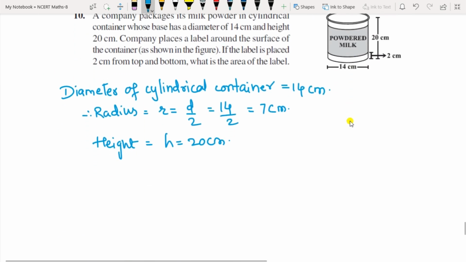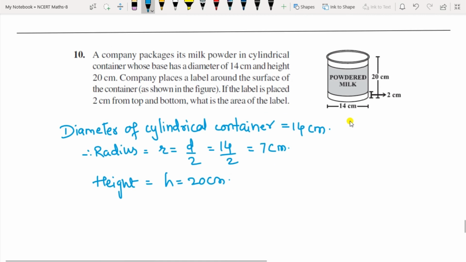The 10th question is, this is a cylindrical container containing milk powder. The diameter of the cylindrical container is given as 14, so its radius will be 7. The height of the cylindrical container is given as 20 here. The company places a label around the surface of the container. If the label is placed 2 cm from top and bottom, what is the area of the label? Now you have to find the area of the label here, which is written powdered milk. So 2 cm from the top and 2 cm from the bottom you have to leave.